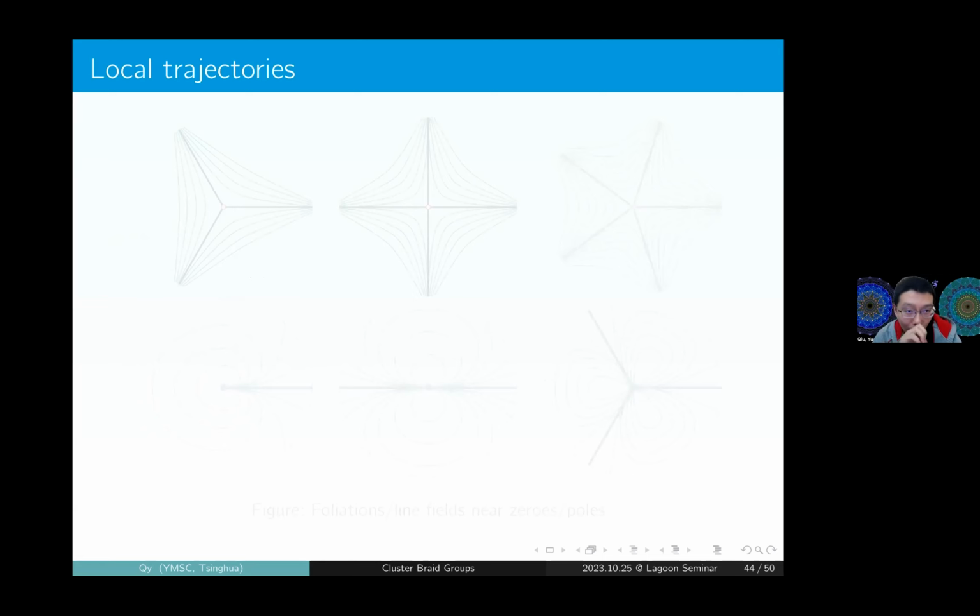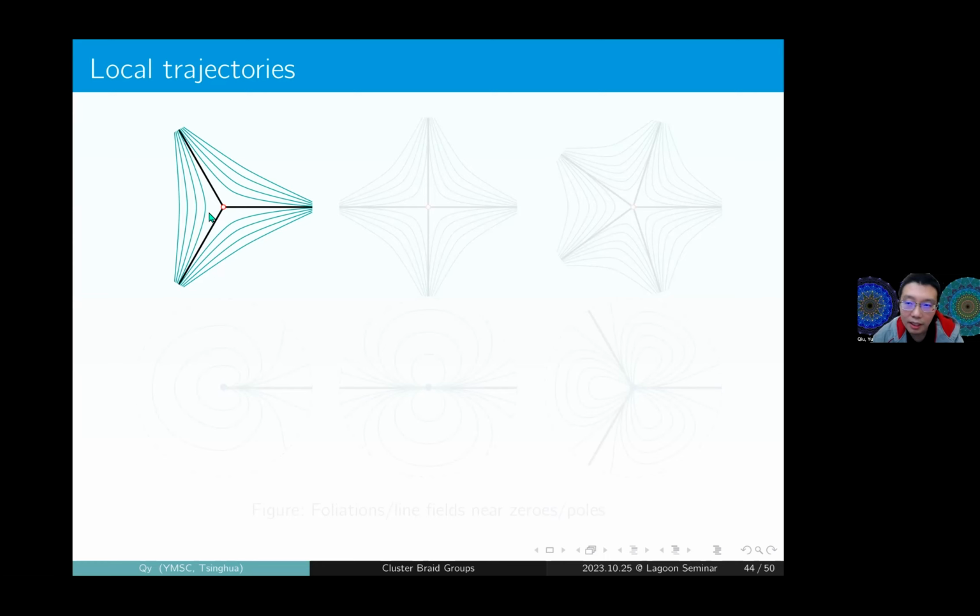So for example, at a regular point, if you take a neighborhood, the horizontal foliation you pull back from C is just a family of parallel lines. Yeah, so that's a regular point. However, at the zeros, something else will happen.